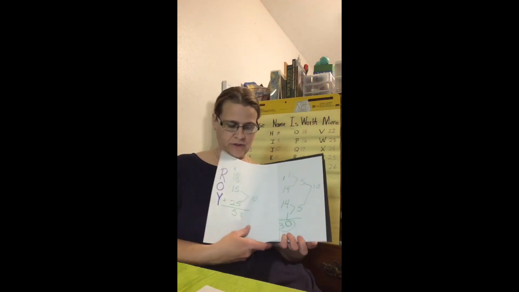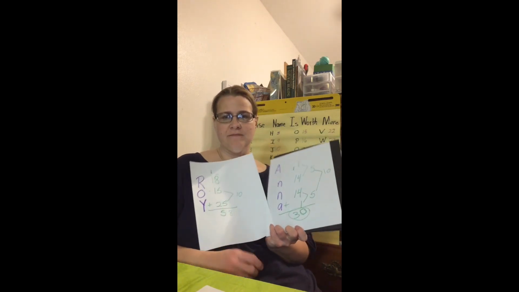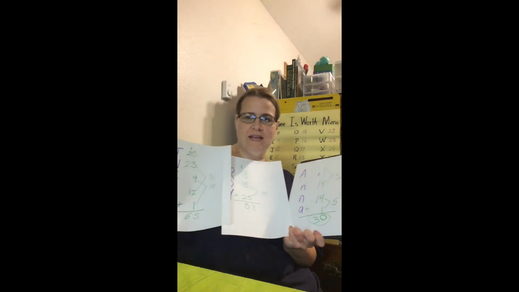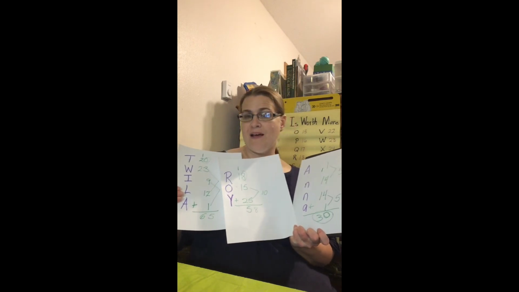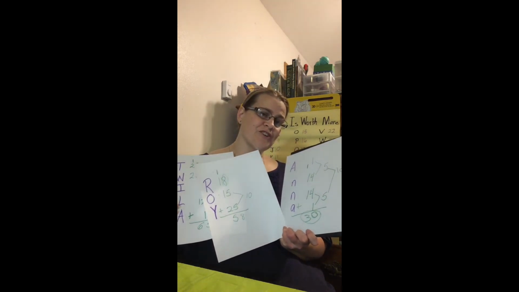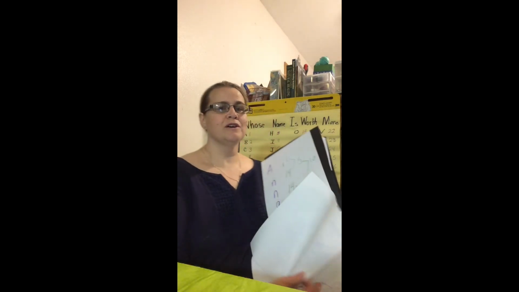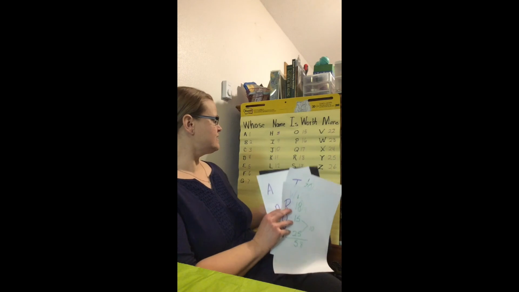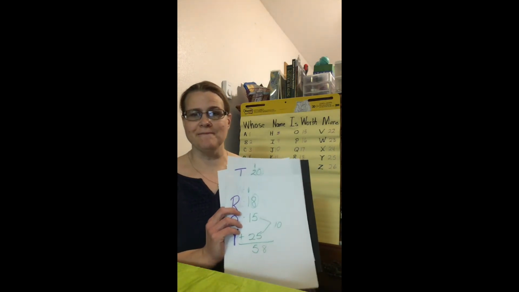So by looking at the 3 that we have done, whose name had the most value? Twyla, Roy, or Anna? Whose name had the least value? Does it matter how many letters are in a name when you figure out the value with the letter point value chart that we made?